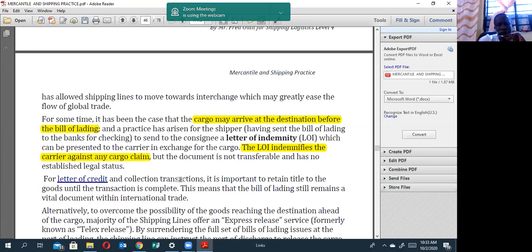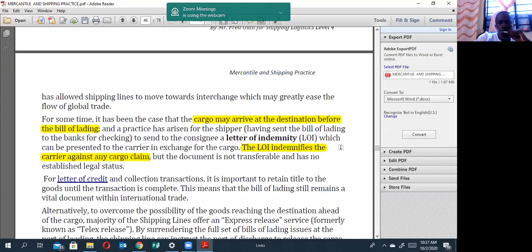Now, over some period, it has been the case that cargo may arrive at the destination before the BL. The practice has arisen for the shipper to send the consignee a letter of indemnity, which can be presented to the carrier in exchange for the cargo. So there have been cases whereby the shipment has arrived before the document that justifies that the shipment belongs to you, which should not be the case. The document should arrive prior to the shipment, but some cases do arise whereby the shipment arrives before the document.